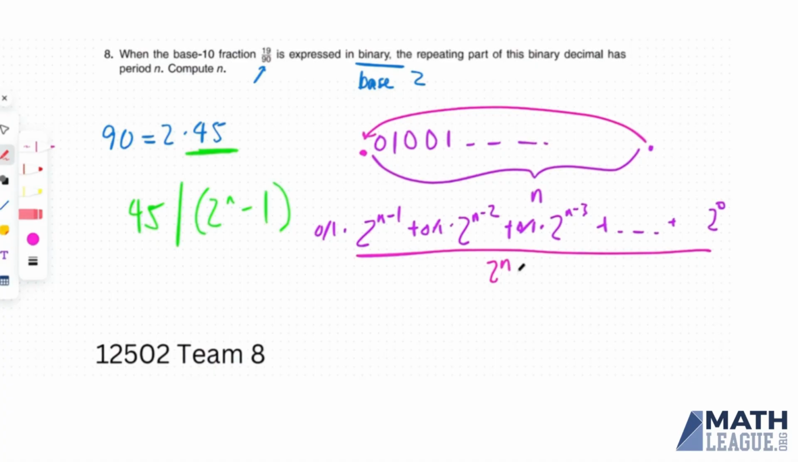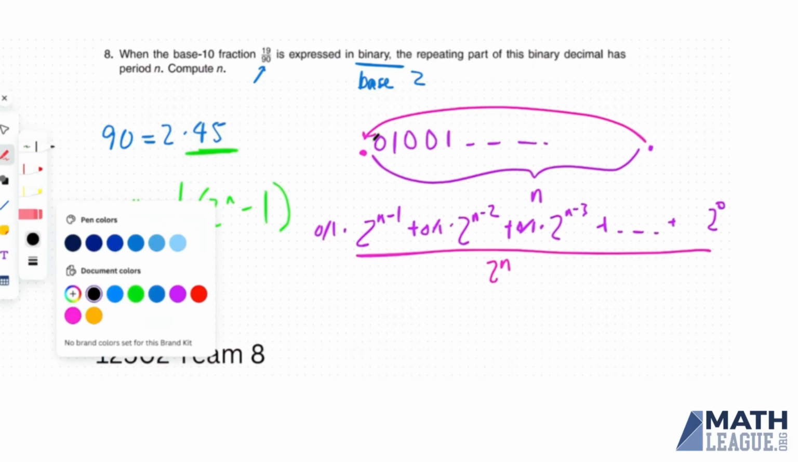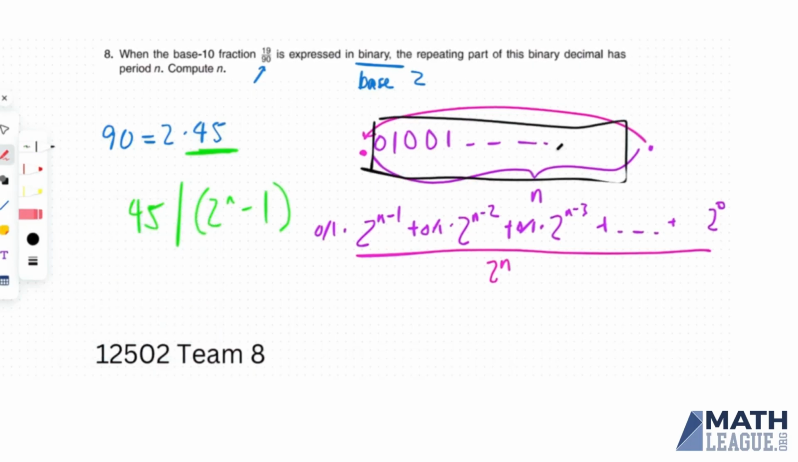Now, the reason that a period of n works is if we take this block right here of n digits in binary and we just repeat it over and over again, then we create an infinite geometric series, right? And the infinite geometric series has a common ratio of, if we consider the block a quote-unquote term, a common ratio of 1 over 2 to the n.